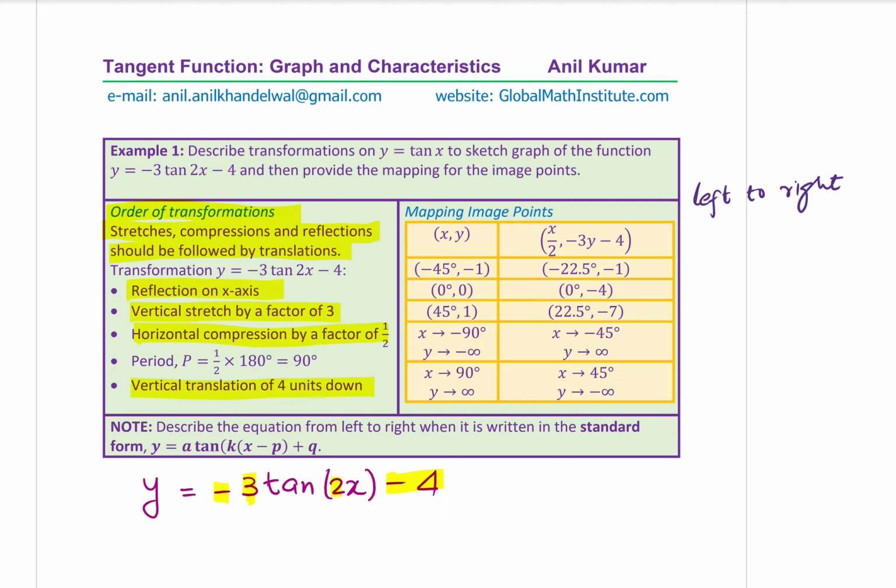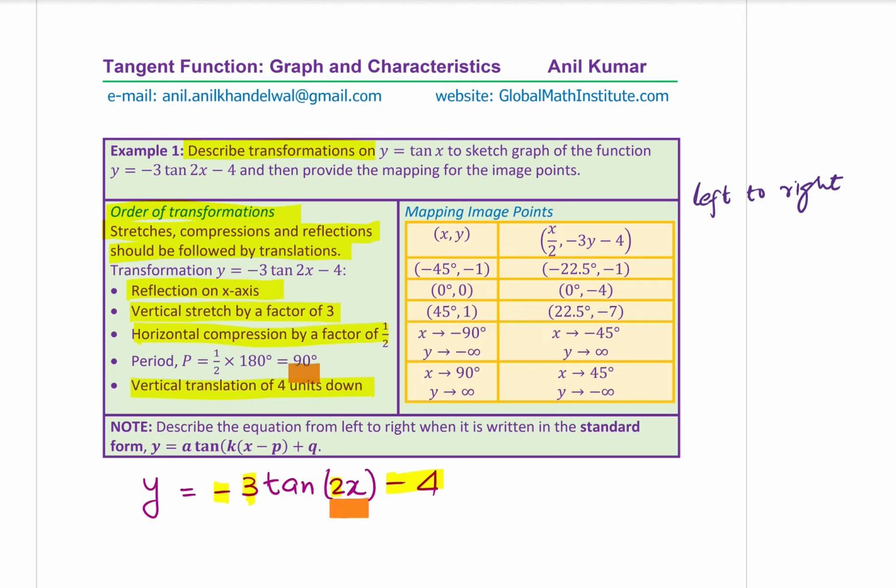Now, from here, the horizontal stretch factor also provides us with the period. In this case, compressed by a factor of half, it gives you the period for the tangent function. So the period now is not 180 degrees, but half of 180 degrees, which is 90 degrees, which you can see, correct? So that is how we will do part 1, which is to describe the transformations.